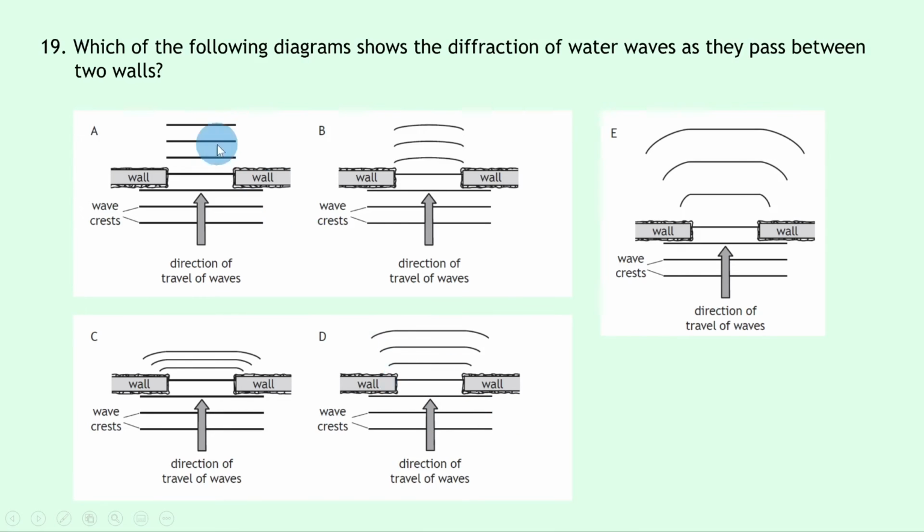So in this one, we've got the same spacing, so that looks good. For B, we've got the same spacing as well. For C, we don't have the same spacing because the waves bunch up when they pass through the gap.